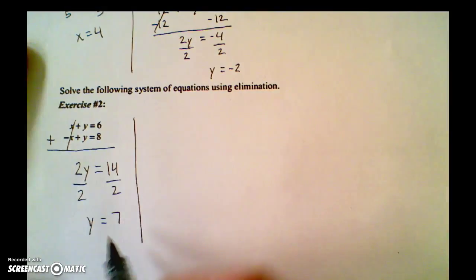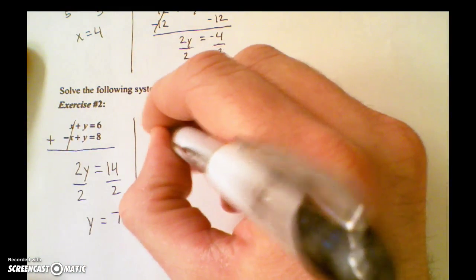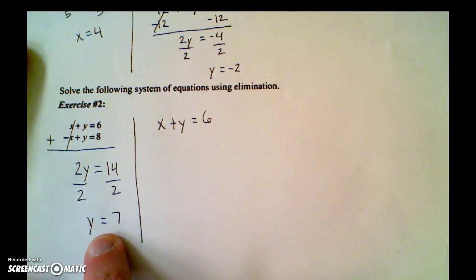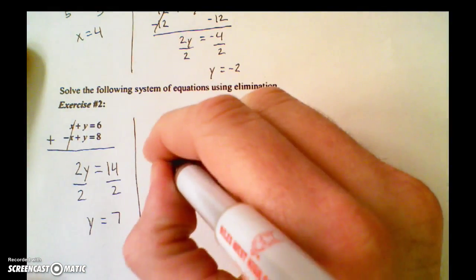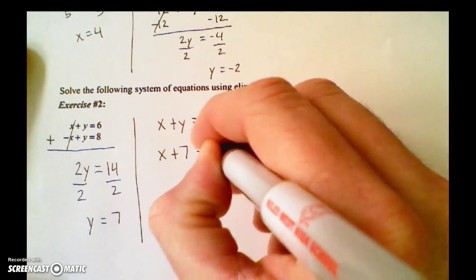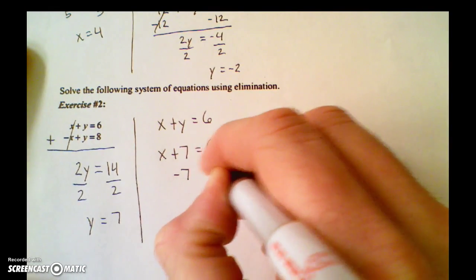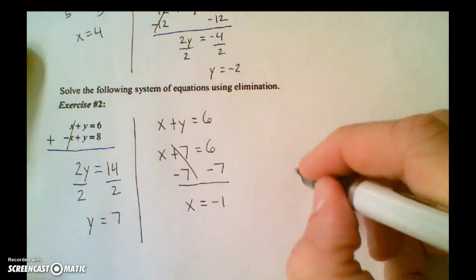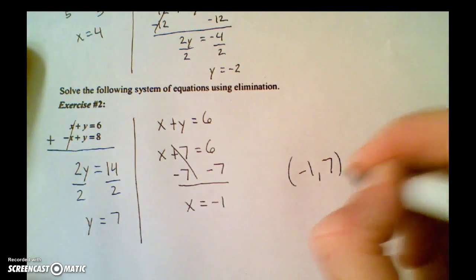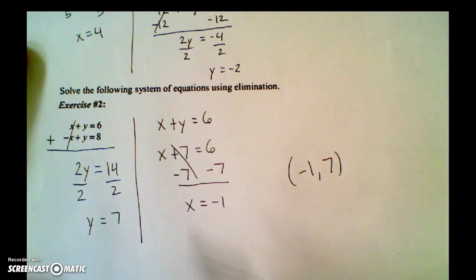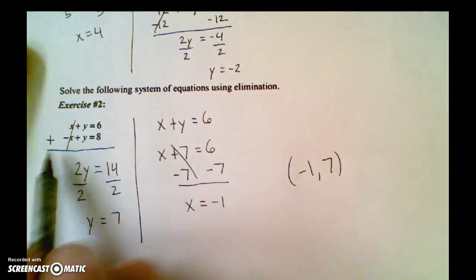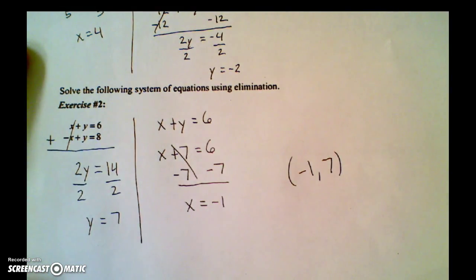Remember, we need two answers to our solution, so I plug this into either equation and solve for x. So I'm going to use the first equation, x plus y equals 6. We just figured out that y was 7. So I'm going to substitute in 7 for y, and then solve. Remember, you undo operations to solve. So my solution is (x, y) equals (-1, 7). And if we check, the opposite of -1 is +1, plus 7 is 8. So this one is good. Let's take a look at the back problems.